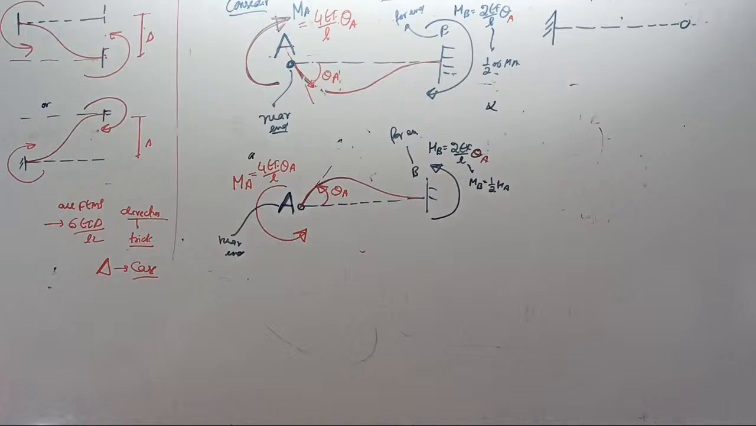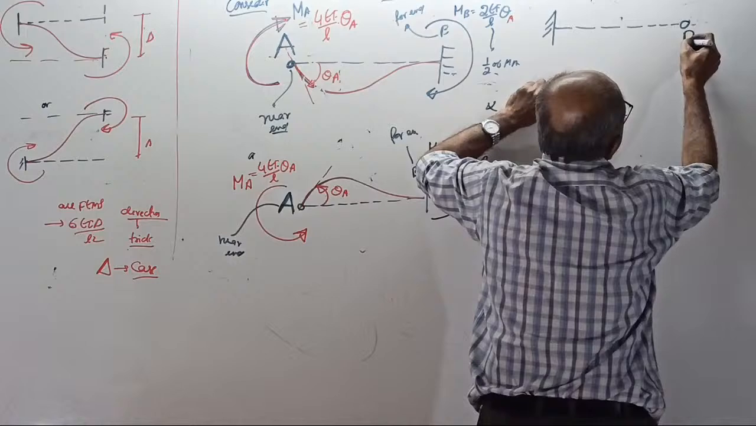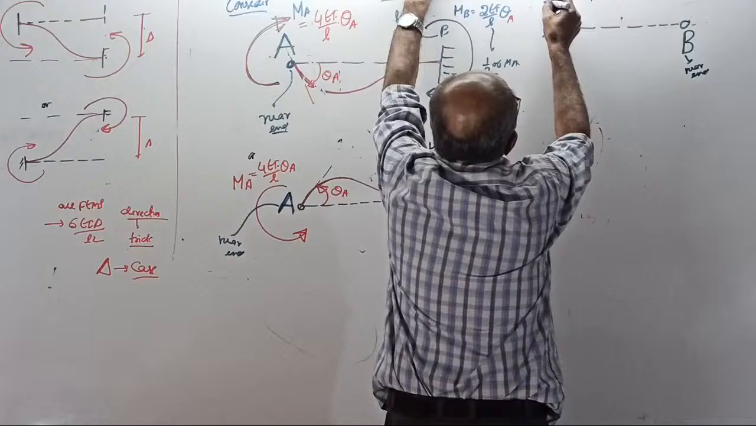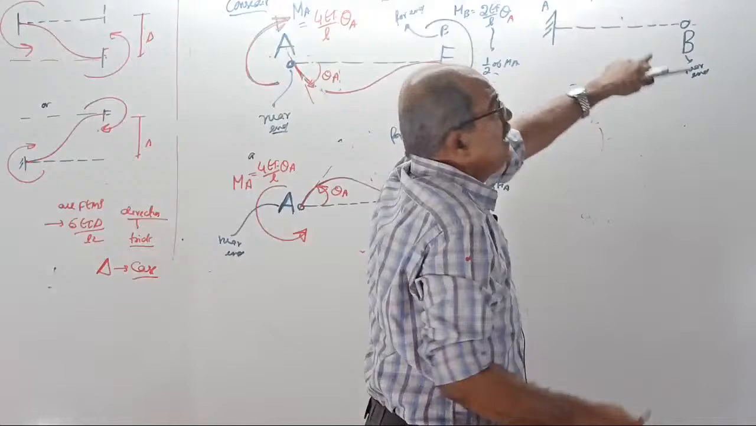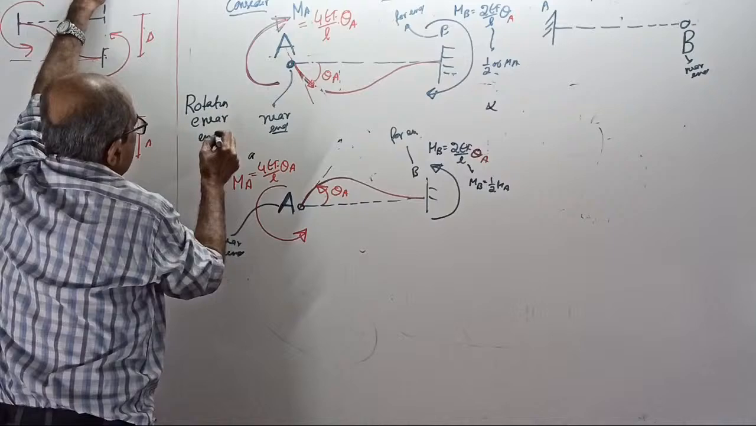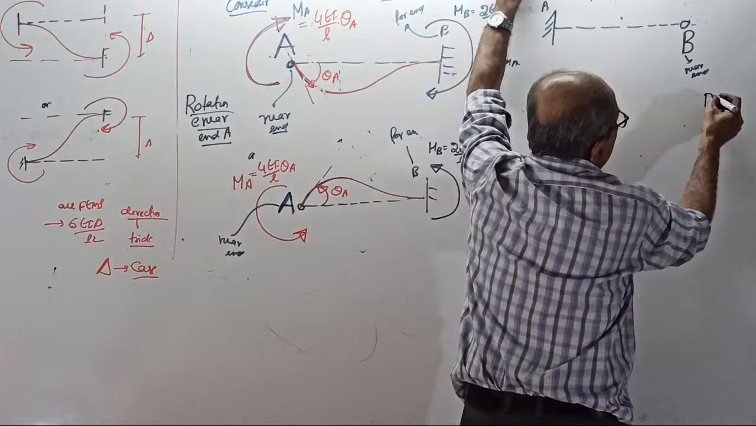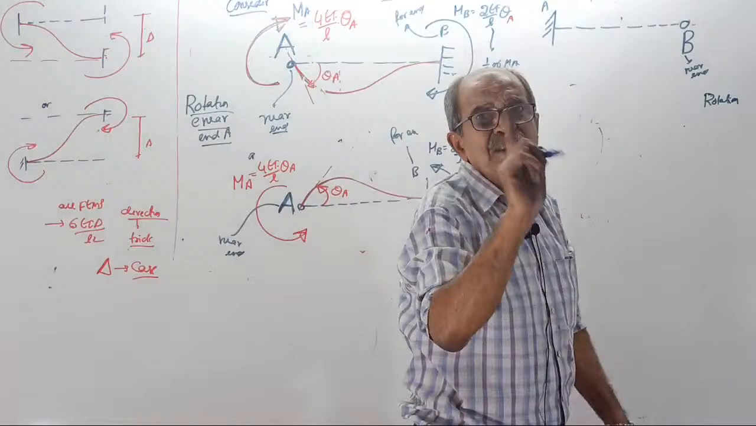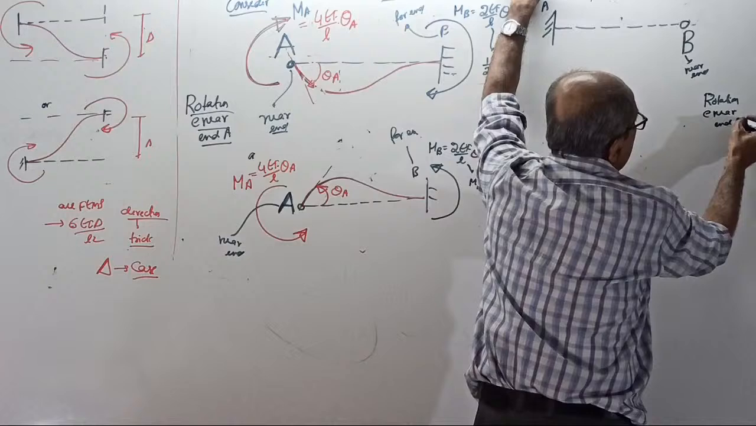B is pinned. Now, you take B as the near end. Then your A will become the far end. Now, operation at B. This is, remember, rotation at near end A. This is also rotation at the near end only. Where you are rotating, that will become the near end. Remember, rotation at near end A. Near end B can rotate in the clockwise direction.